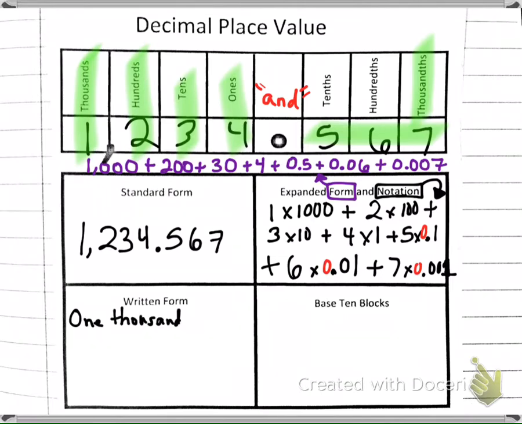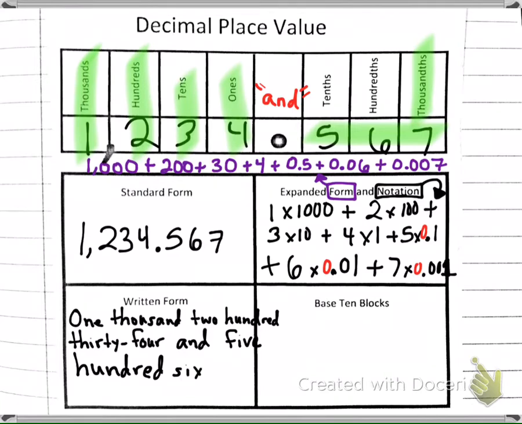So this one would just be 1,234, and then the decimal point would be the word "and." Then you'd say the number behind the decimal, which is 567, and then you use the last place value, which is the thousandths place. Remember that this has a THS at the end because it's behind the decimal, and it's not the same thing as the thousand in front of the decimal.